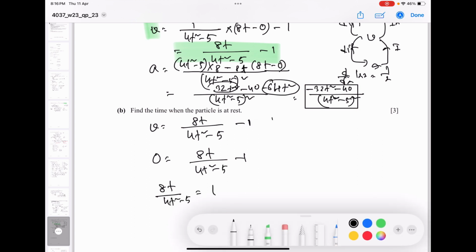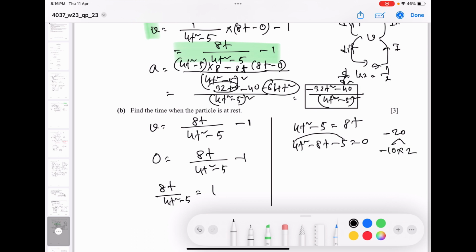Okay, let me do cross multiplication. 4t square minus 5 equals 8t, and 4t square again minus 8t minus 5 equals 0. Fine, then let me do factorization. 4 5s are 20, and this is minus 20, so minus 10 into 2. So we can write 4t squared minus 10t plus 2t minus 5 equals 0.